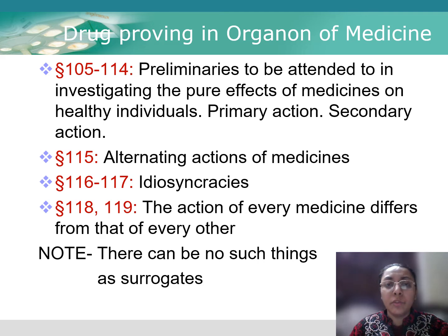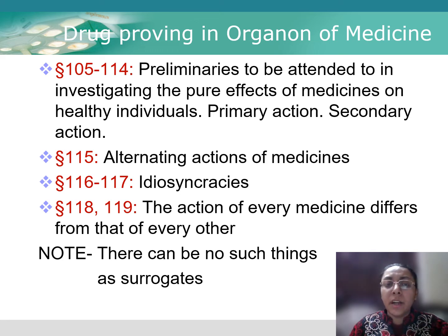Now, a few more aphorisms talk about drug proving, like aphorism 105 to 114. It talks about preliminaries to be attended to in investigating the pure effects of medicines on healthy individuals. Then it talks about primary action and secondary action. Then aphorism 115 talks about alternating actions of medicines.